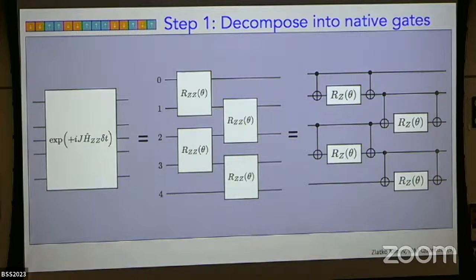I should mention that in some experiments, you can actually implement this RZZ of theta directly without having to decompose it into CNOTs. And those are some of the experimental tricks that sometimes we get to use by using the underlying physics of the device. So there are even more efficient ways you could do this.